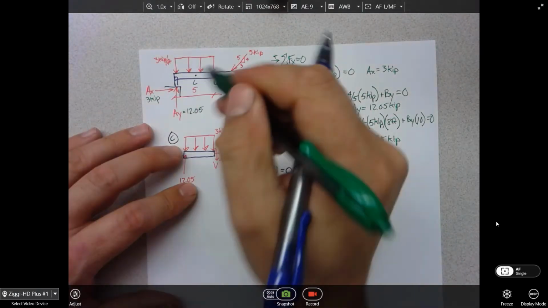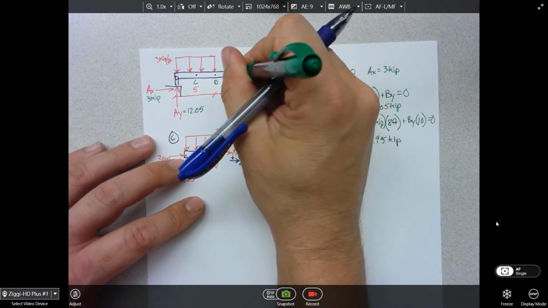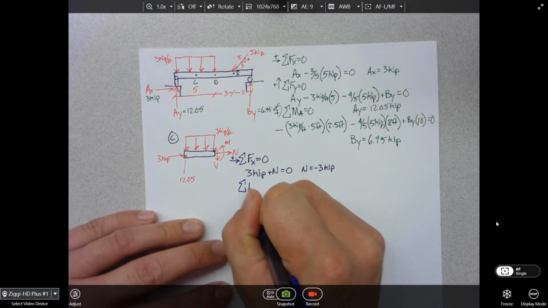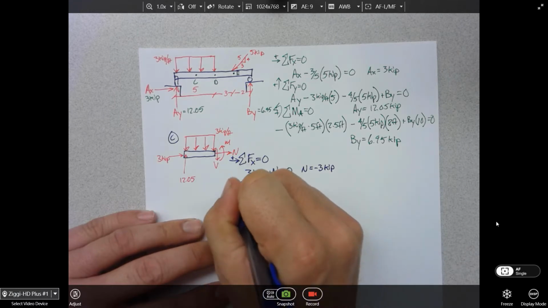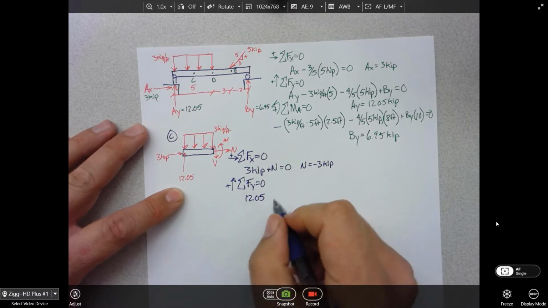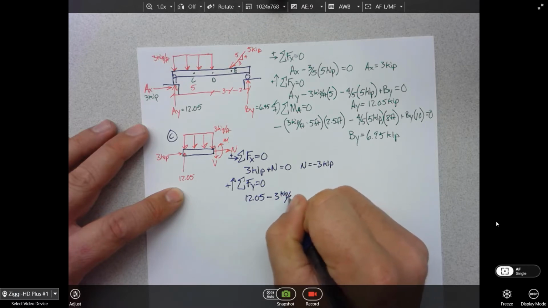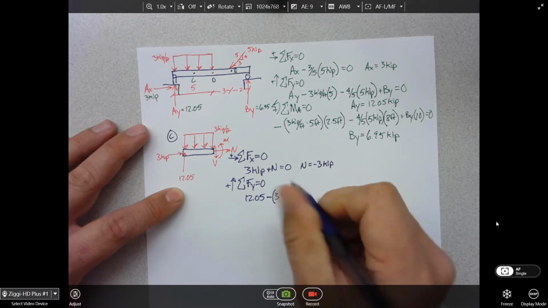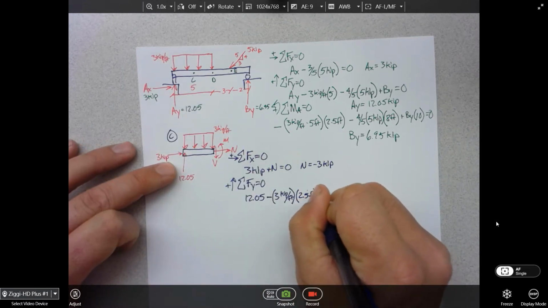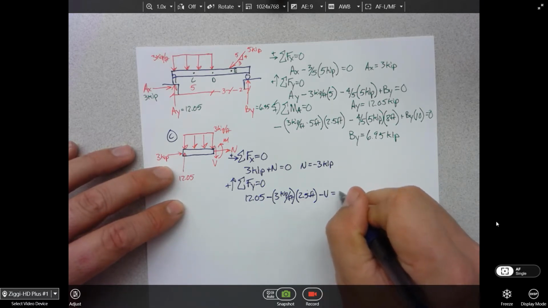I'm going to add another place for us to look at too. I'm going to add E, which is just to the right of this force. Okay. So let's sum the forces now in the y direction. Up is positive. Looks like I'll have 12.05 minus 3 kip per foot times the length of that, which I said was in the middle, so times 2.5 feet, minus V equals 0.